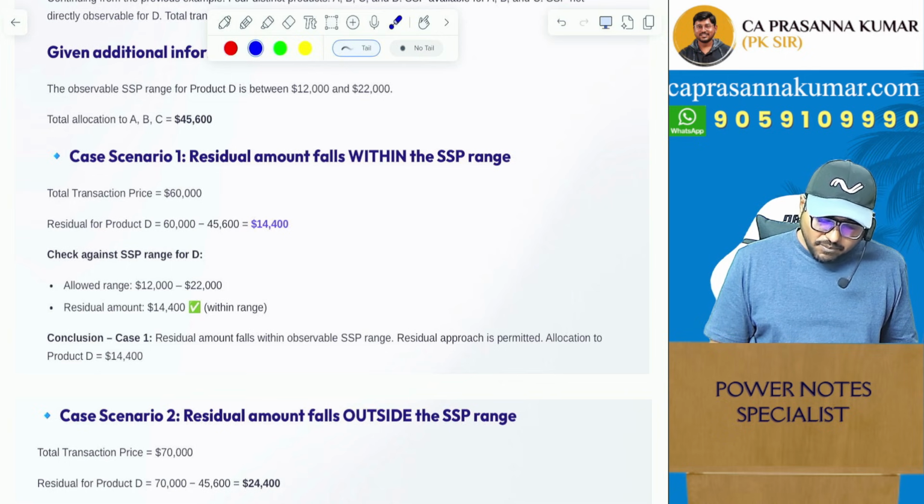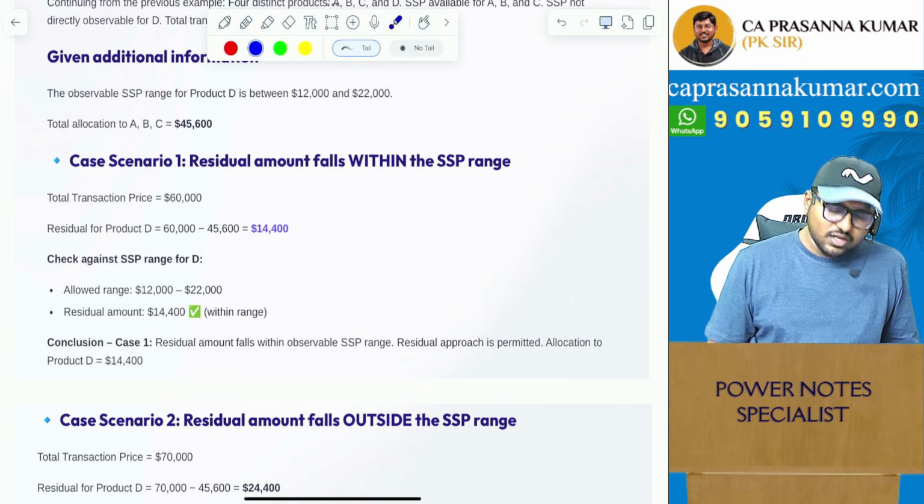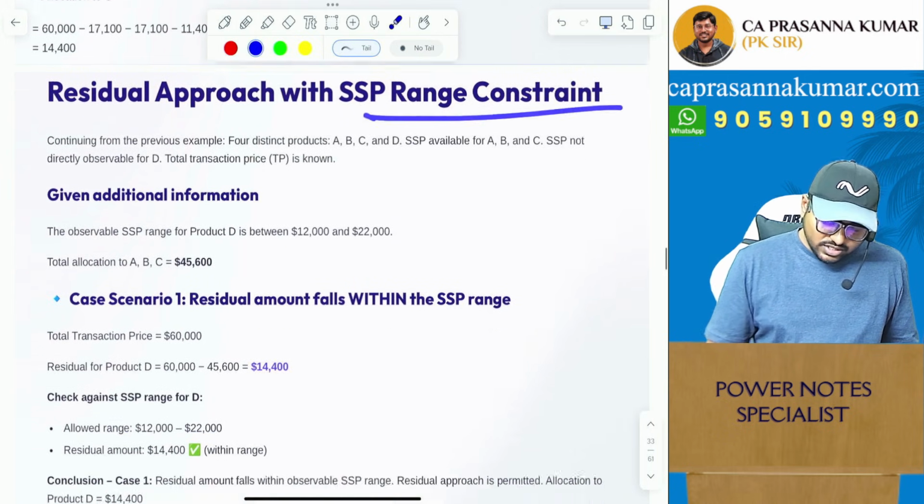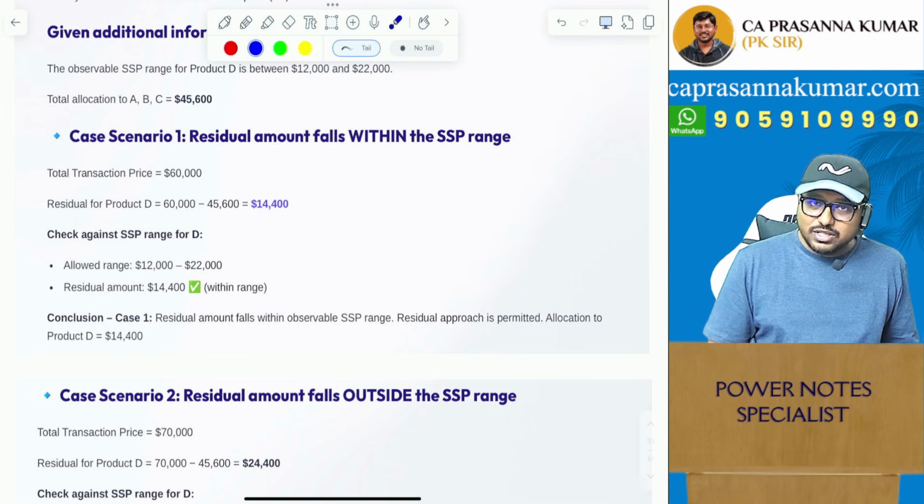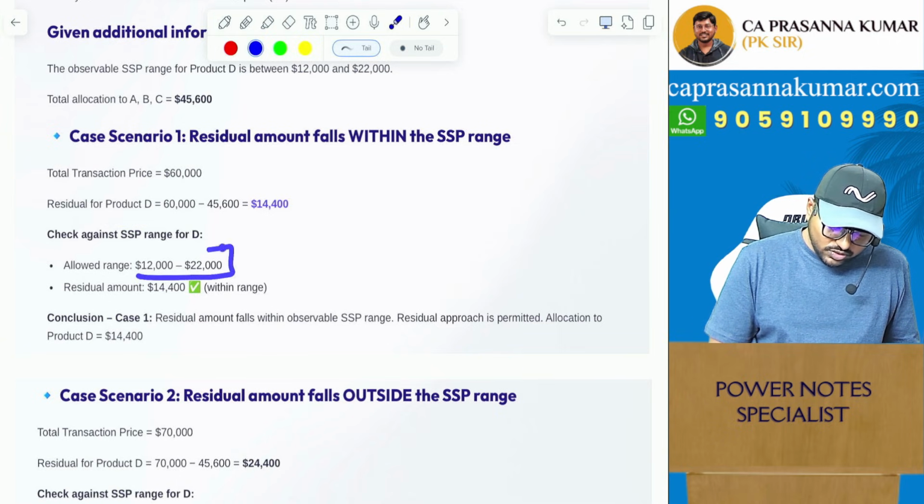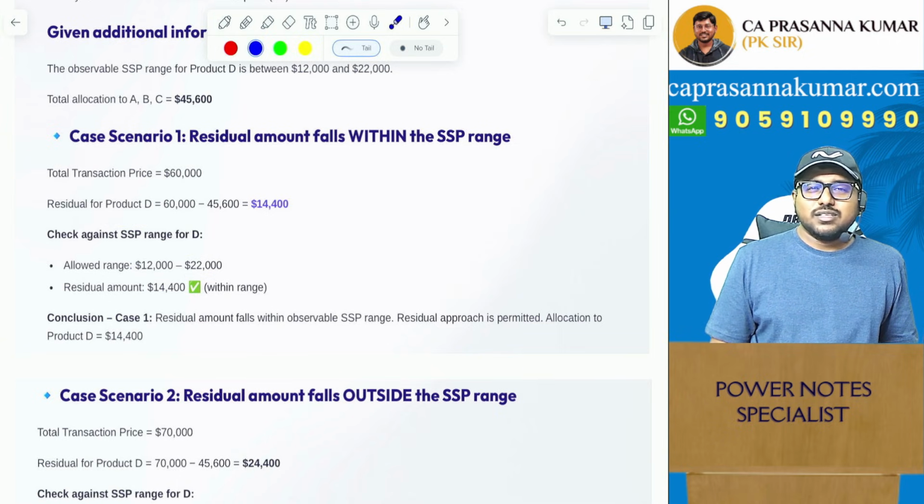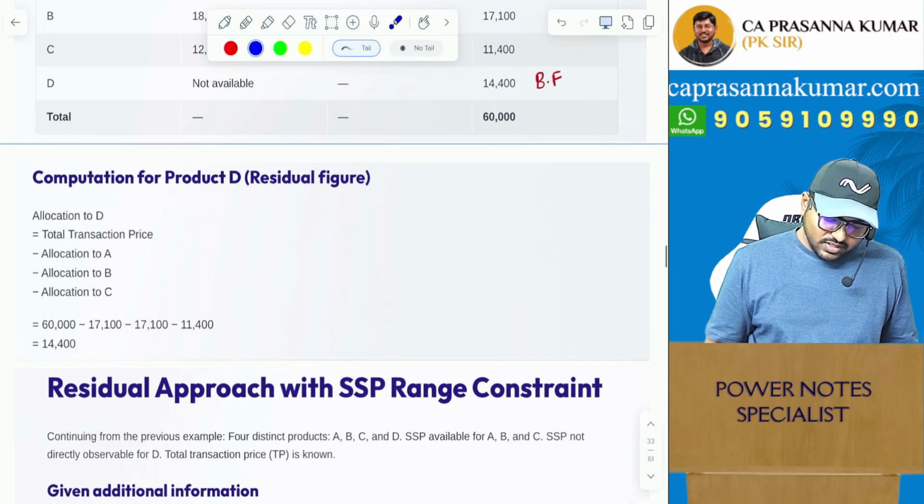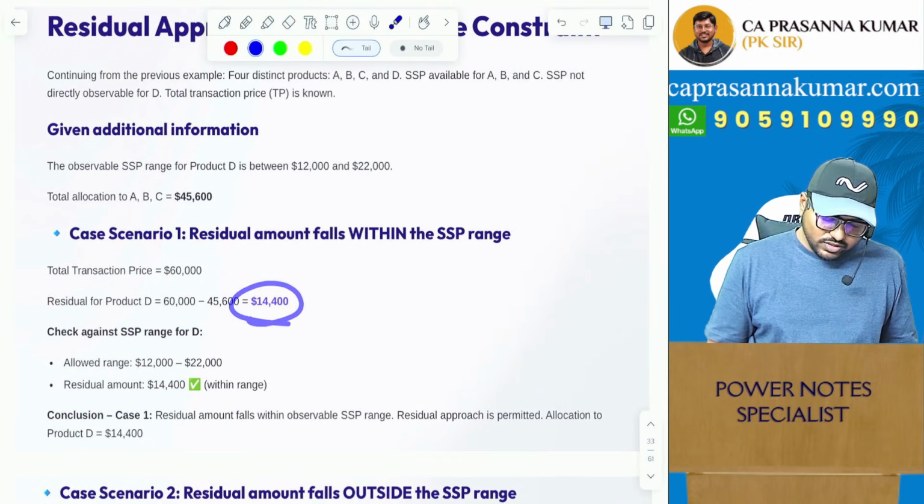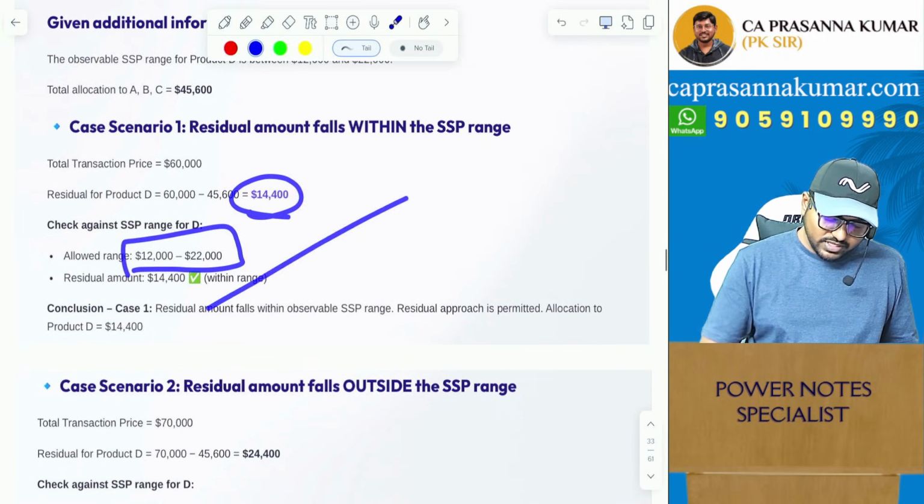Fine. But there is an additional condition given in the question. What is that? The range constraint for product D is given in the question as 12,000 to 22,000. In that case, you need to check one more condition. What is the answer that you have got? 14,400. Is it within the range? Yes, which means the answer is correct.